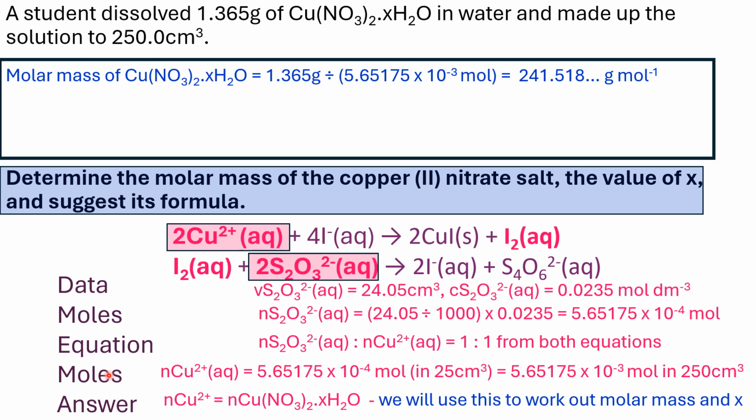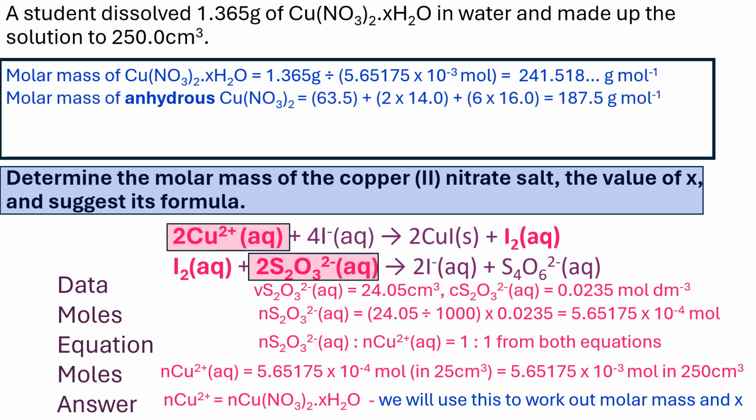So that gives you 241.518... This is a truncated value, so again I'm keeping my calculator value. Now I need to work out the molar mass of the anhydrous copper nitrate. So I'm taking away the xH2O and just considering the Cu, the N, and the O. I can take my periodic table and obtain 63.5 for copper, 14.0 for nitrogen, and 16.0 for oxygen. Multiplying them up by the relevant numbers, that gives you 187.5 grams per mole.